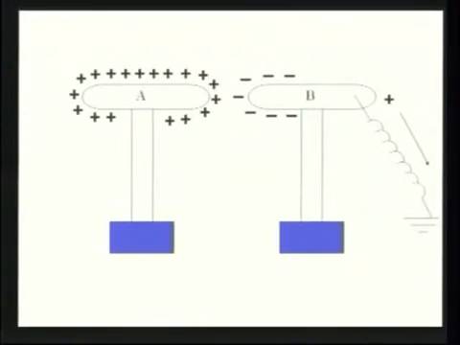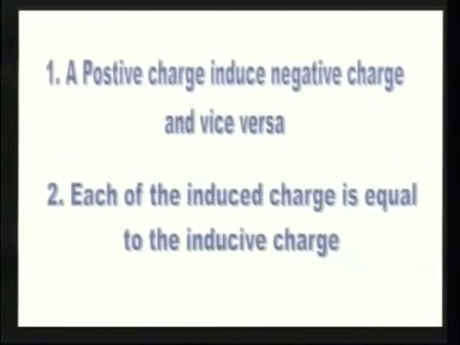If the body B is earthed with a wire, the positive charges go into the earth, leaving negative charge behind. Next, if A is removed, this negative charge also goes into the earth. It can be concluded that a positive charge induces a negative charge and vice versa. Each induced charge is equal to the inducing charge.